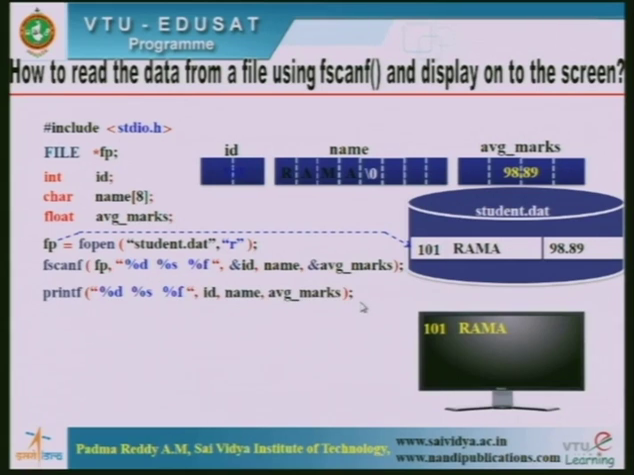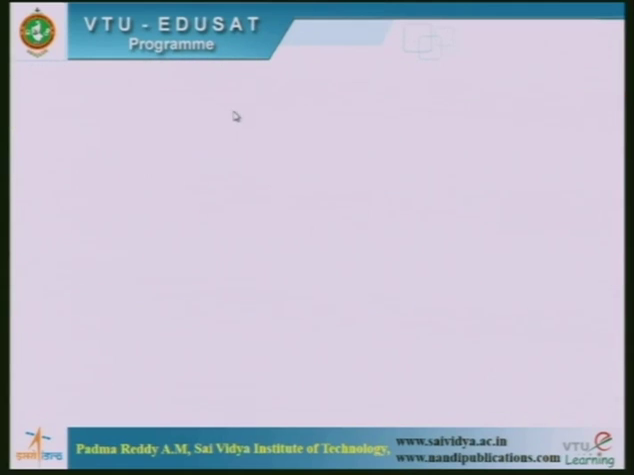If I close a parenthesis and end with a semicolon, the 98.89 is read from the memory and that will be displayed onto the screen. So this is how we can read the contents of the file and then display it onto the screen. Now all these statements must be enclosed within braces, and here I write void main. So this is how we can write the complete program.